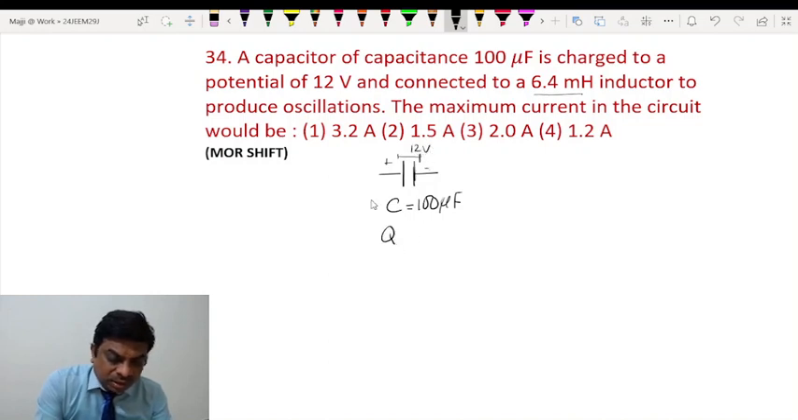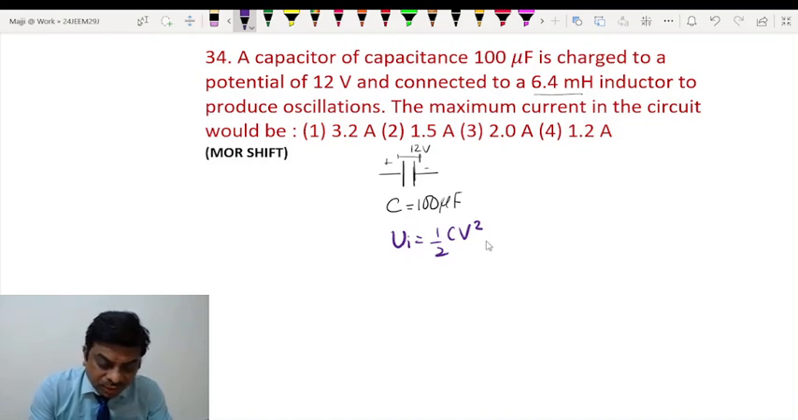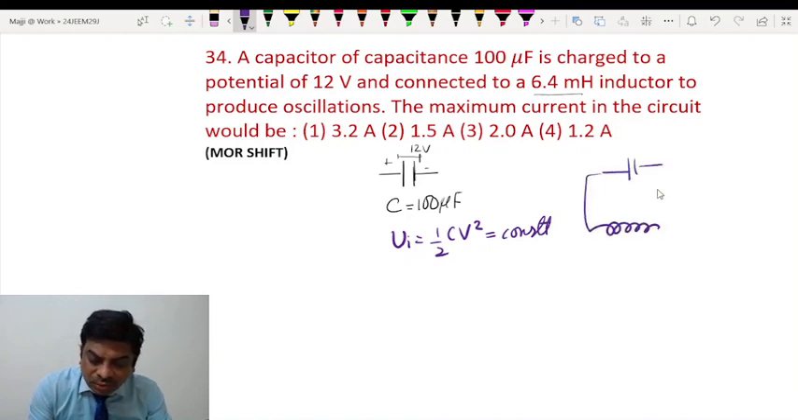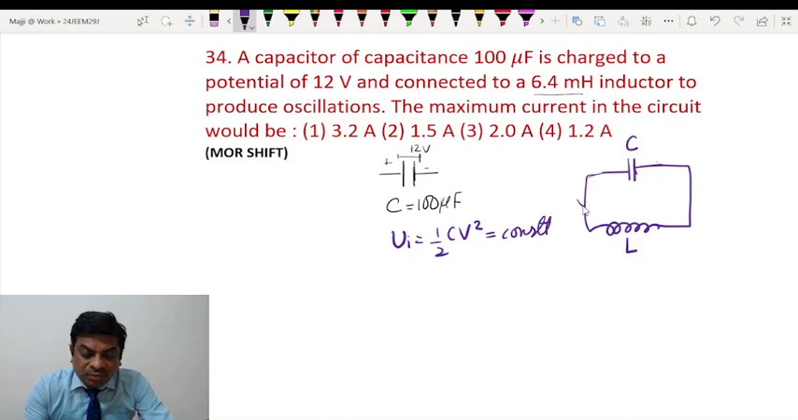So what was the initial energy? Initial energy in the capacitor was half CV square. Okay students, that we will put in later, don't worry. And this should remain constant because after all it was connected with an inductor. So as you know, the energy keeps fluctuating between electrostatic potential energy of the capacitor and magnetostatic potential energy of the inductor. So the energy will keep fluctuating, and therefore current will also fluctuate.